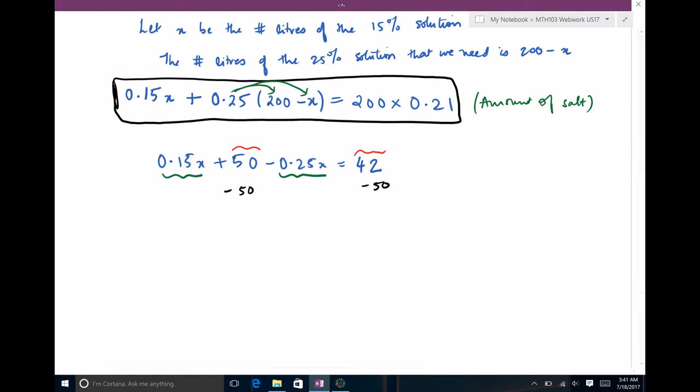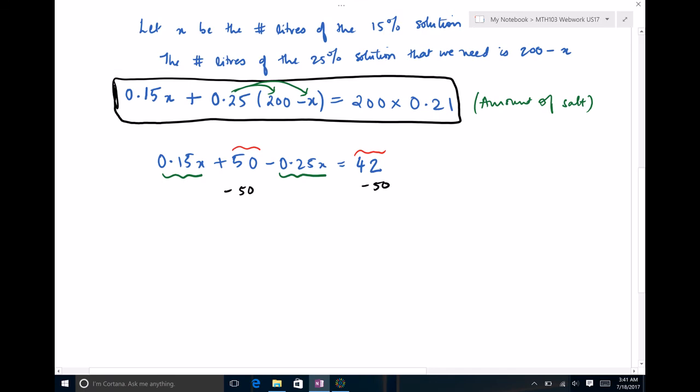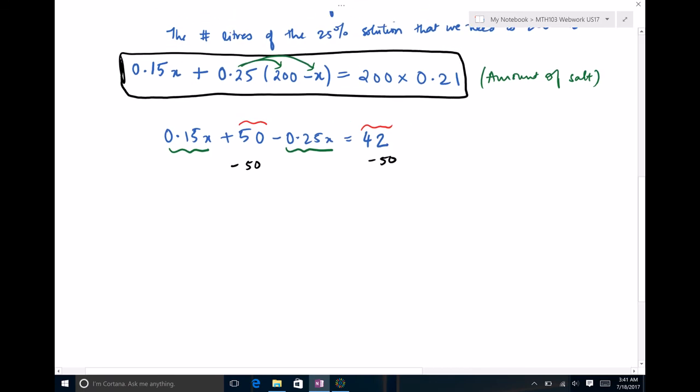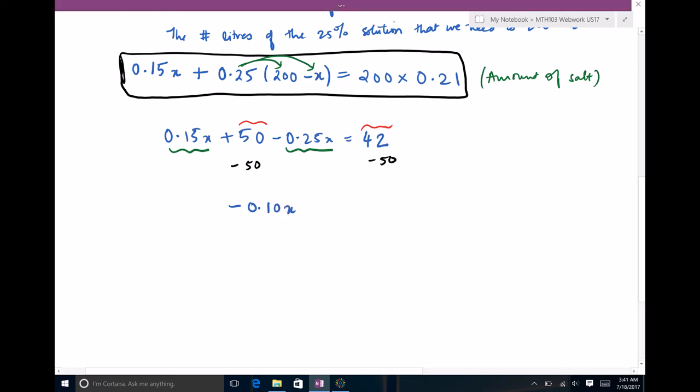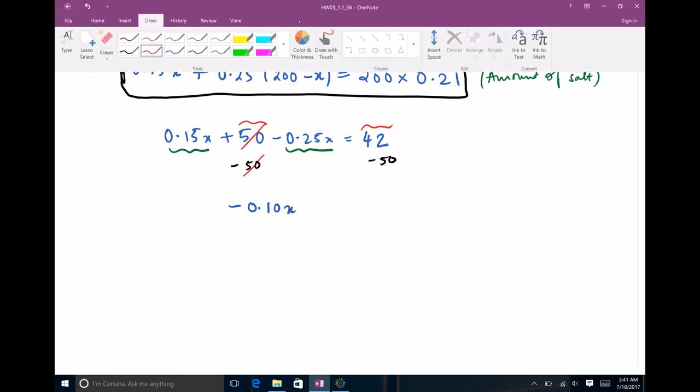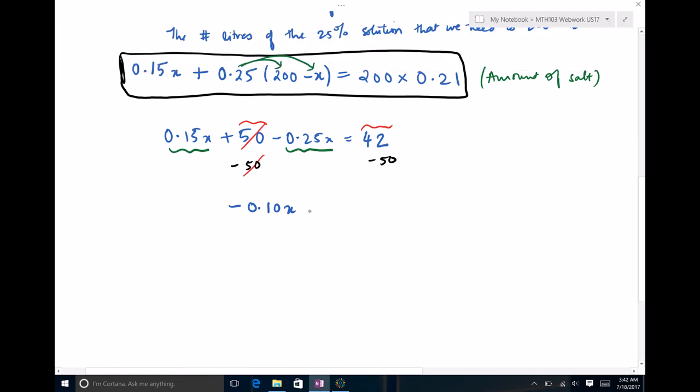So I'm going to remedy this by subtracting 50 from both sides of the equation. And so now I have 0.15x minus 0.25x, which is negative 0.10x. When I subtract 50 from the left hand side, these cancel. When I subtract 50 from the other side, I get 42 minus 50. So I get negative 0.10x equals 42 minus 50, which is negative 8.